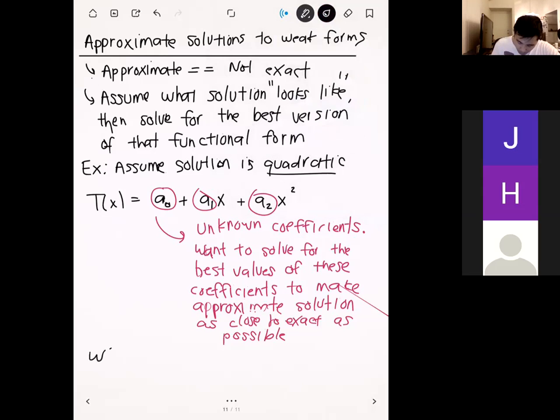But one more thing before we jump into it is that, remember, in our weak form we also have another function, w of x. That's our weighting function. One rule that we're going to have for our finite element solutions is that our weighting function follows the exact same form as our solution. So if we assume our solution to be a quadratic, then our weighting function also has to be a quadratic function.